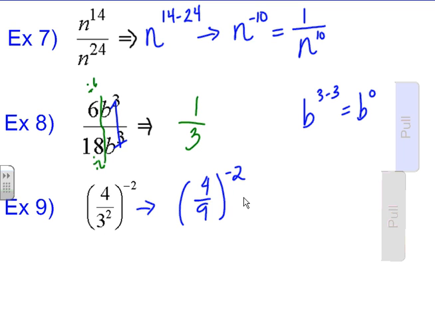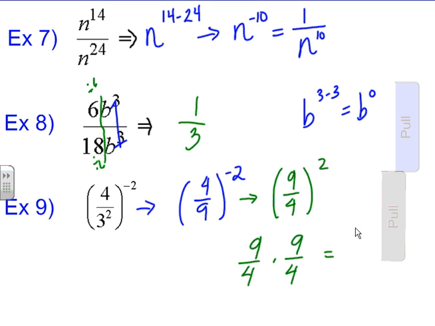We know that the negative means we need to invert it. We need to send the numerator to the denominator and the denominator to the numerator. So now once we do that, we have a positive exponent of 2. And as we said earlier, that means we have 2 of these things. So let's write that down. 9 over 4 times 9 over 4. We work it out. 9 times 9 is 81. And 4 times 4 is 16. And that's our final answer.